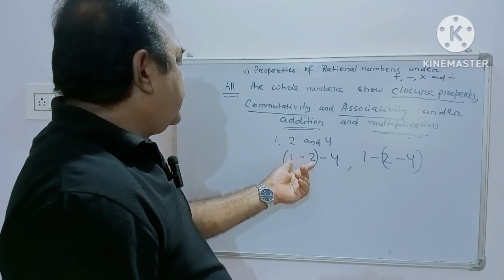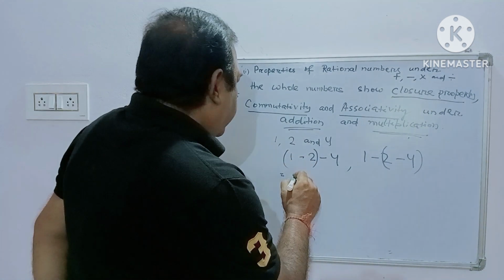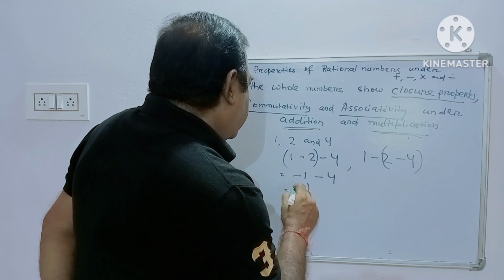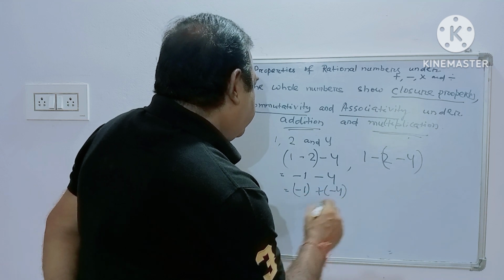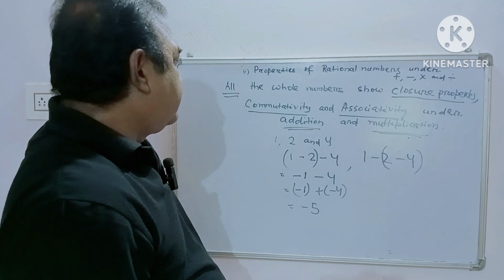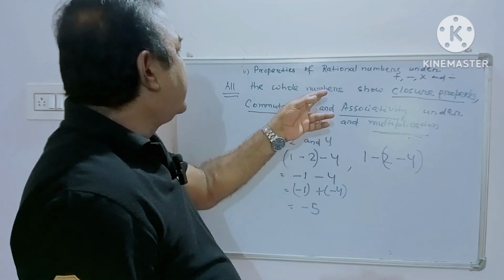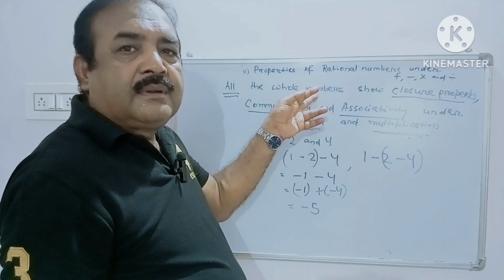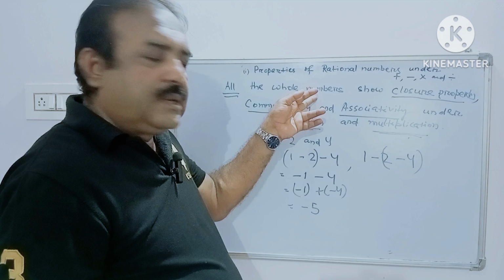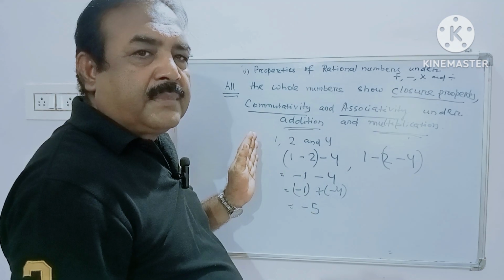1 minus 2, that is minus 1, minus 4, that is equal to minus 1 plus of minus 4, that is equal to minus 5. But the problem is I cannot use the negative signs here because the whole numbers. We are discussing about the whole numbers. So you will see the value will not be same.